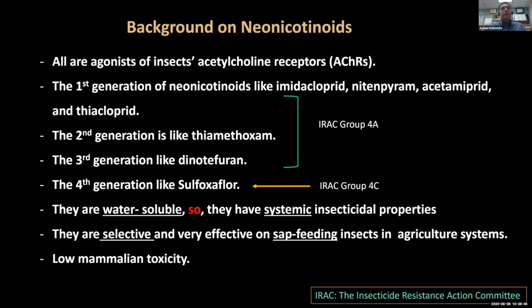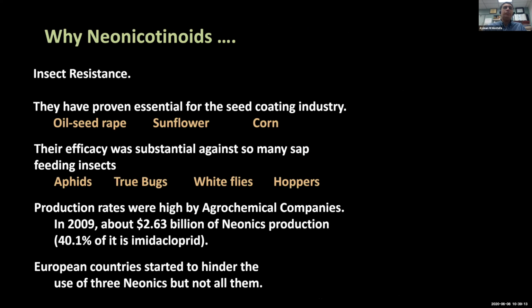The thing with neonics is that, just like some other insecticides, they are water soluble. So they are systemic insecticides and they are selective, which means that they are effective on sap feeding insects in agriculture systems. Not all sap feeding insects, but some of them. And their toxicity on mammals is quite low. So that's why they were approved at the beginning.